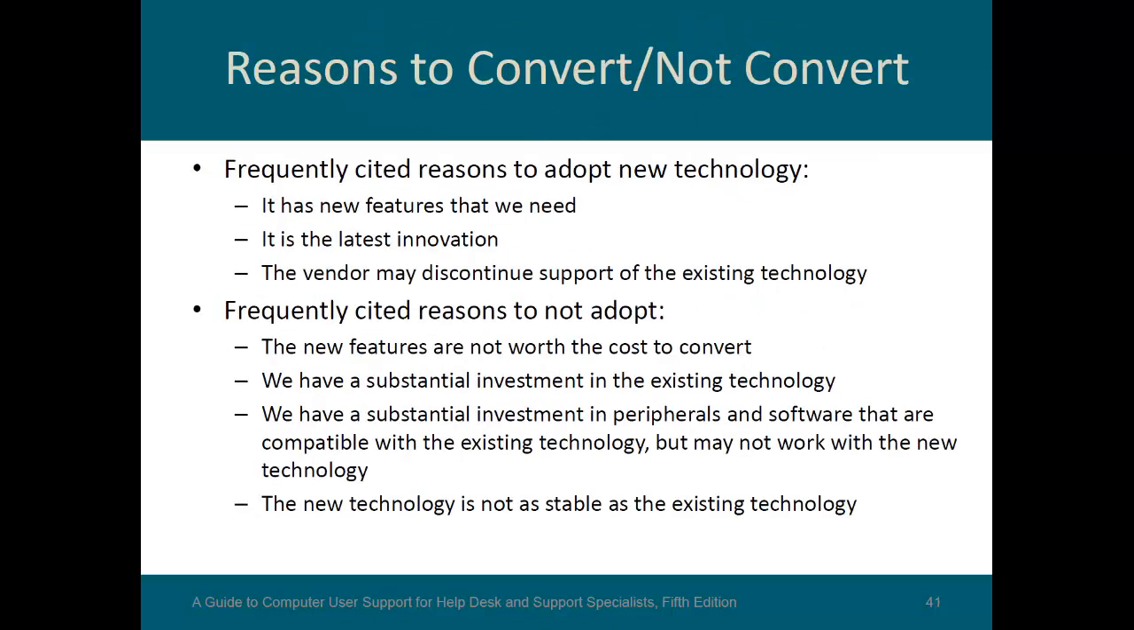Reasons to convert or not to convert. Frequently cited reasons to adopt: it has new features, it's the latest innovation. The vendor may discontinue support for the old one. That's a big one, because even if you decide to keep the old product, you need support. There are also reasons not to adopt. The new features are not worth the cost. You have a substantial investment in existing technology, a substantial investment in peripherals and software that work with it, and new technology is not as stable as the existing technology.